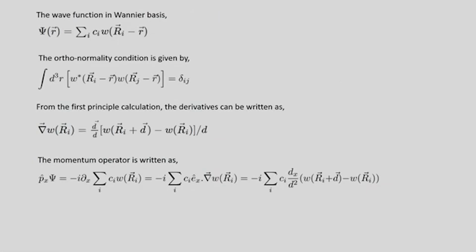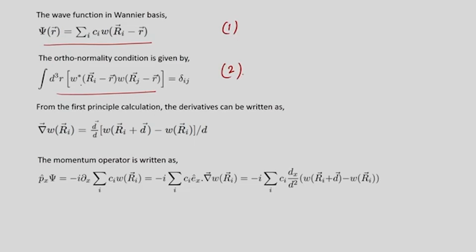So we write down the wave function in the Wannier basis. The wave function is of this form, where these c_i's are the operators and these W's are the Wannier wave functions, and the Wannier functions are localized at some sites which are given by this R_i. These obey the orthonormality condition, which is given by this equation. So let us call this equation 1 and this equation 2.